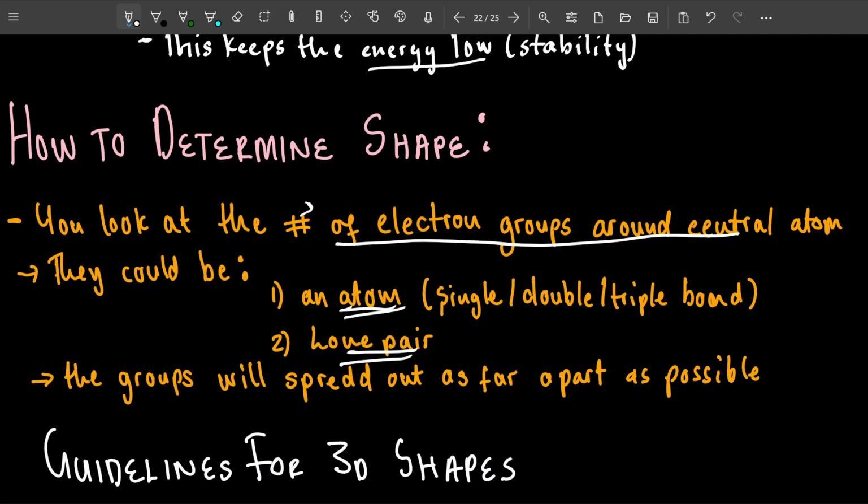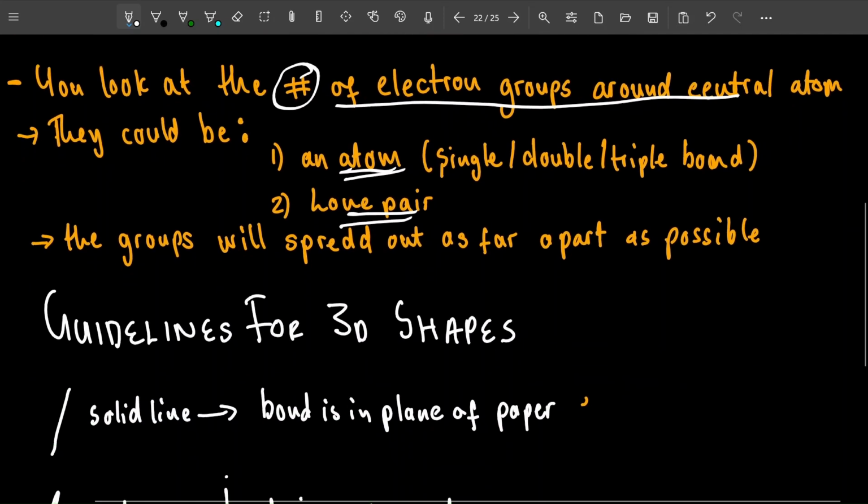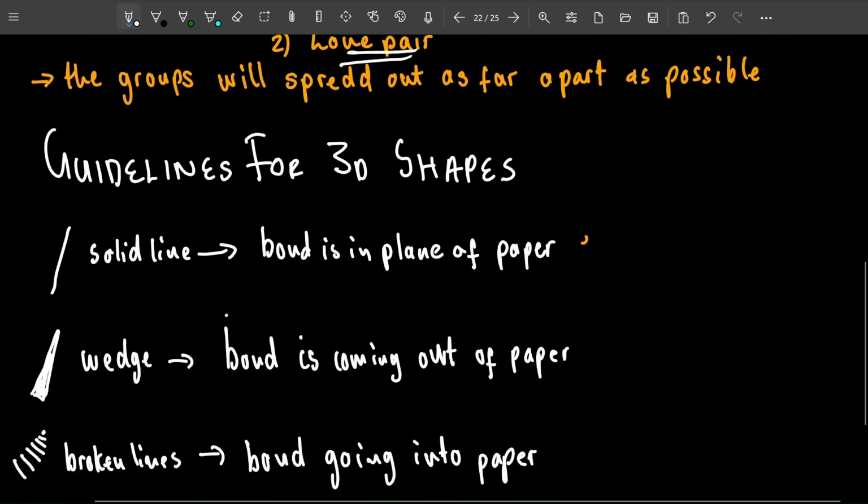You look at the what? The number of electron groups, and you're going to know the shape that your molecule is going to take up. The number of electron groups that are around the atom you are analyzing. You'll see examples. Here are the guidelines. This is how we draw.